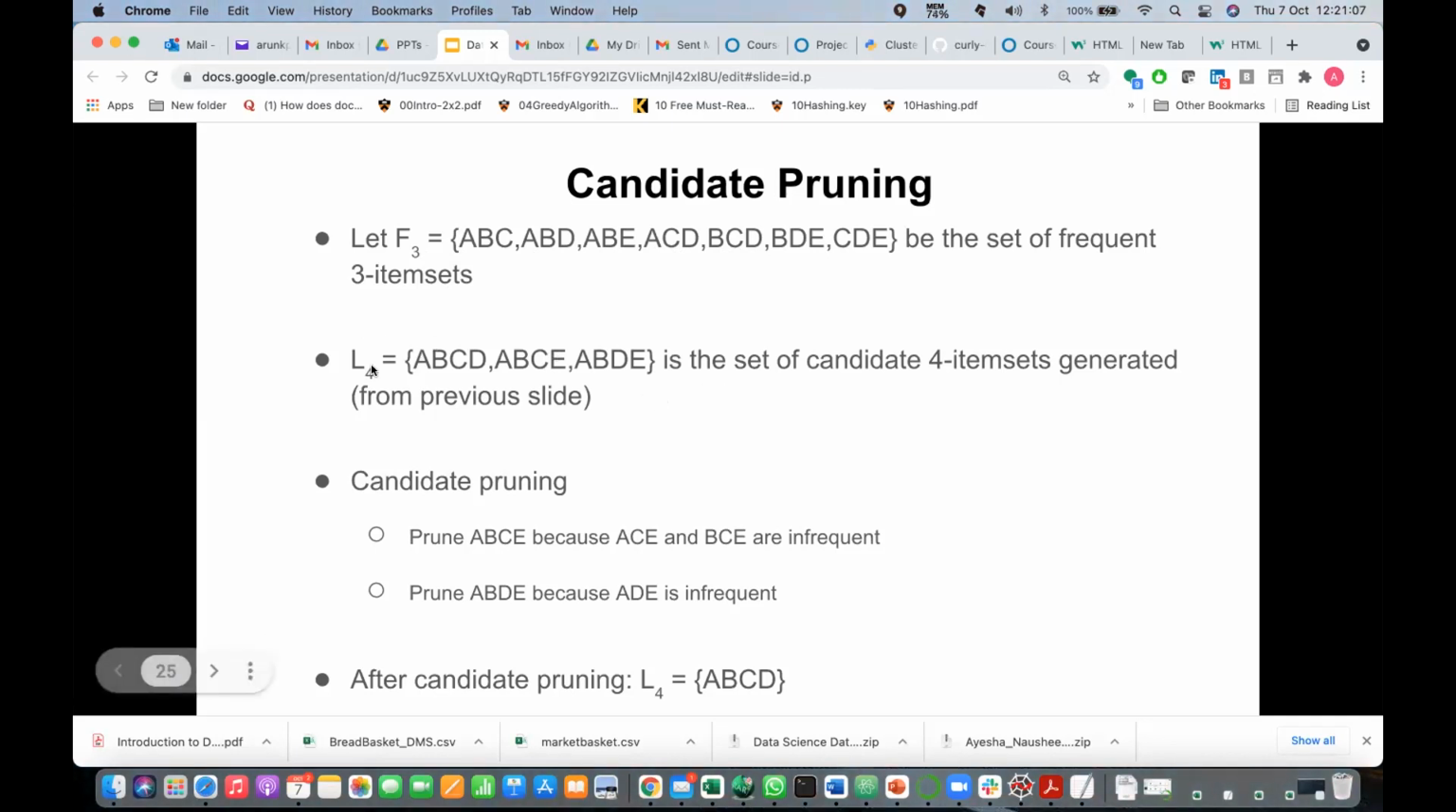What is the difference between L4 and F4? L4 are probable candidates, F4 are frequent candidates from that. So after L4, we'll get F4 by getting the support count. First, we will get only L4 from F3. L4 will be converted into F4 by eliminating infrequent items. So prune ABCE because AC and BC are infrequent. Prune ABDE because ADE is infrequent.